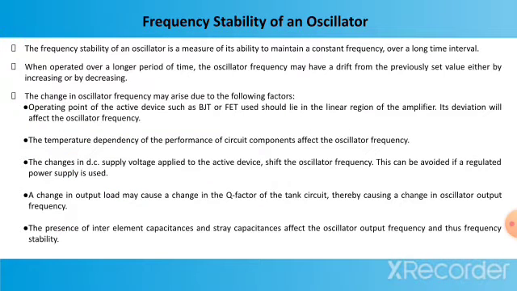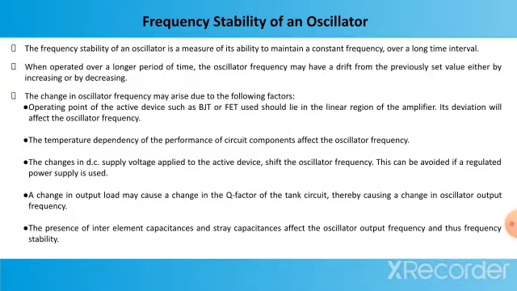Now we'll talk about the frequency stability of an oscillator. The frequency stability of an oscillator is a measure of its ability to maintain a constant frequency over a long interval of time. When operated over a long period of time, the oscillator frequency may have a drift from the previously set value either by increasing or by decreasing. The change in oscillator frequency may arise due to the following factors.